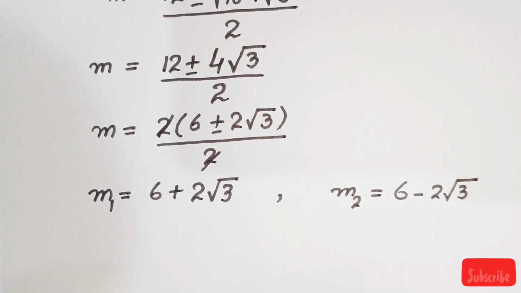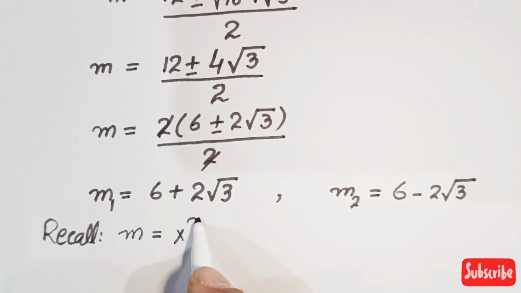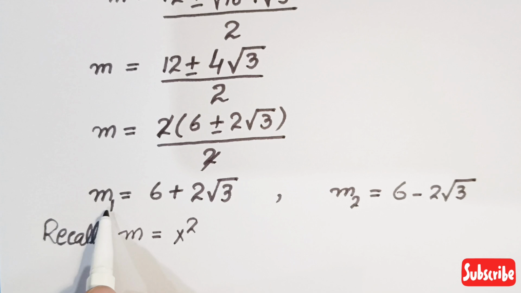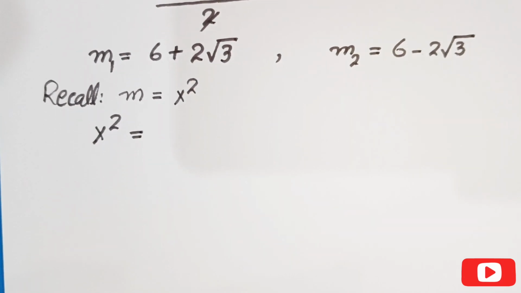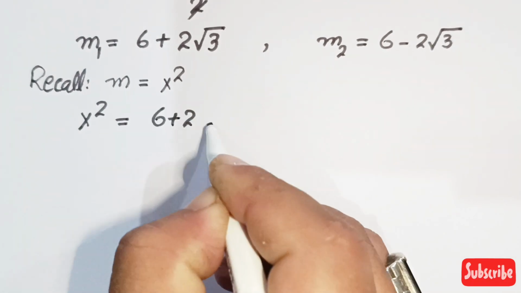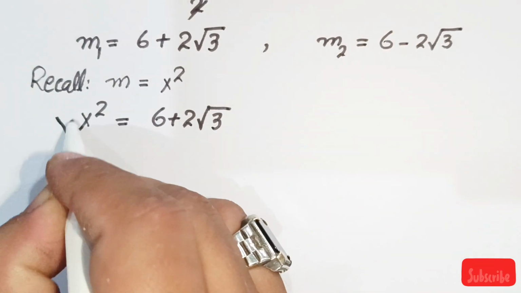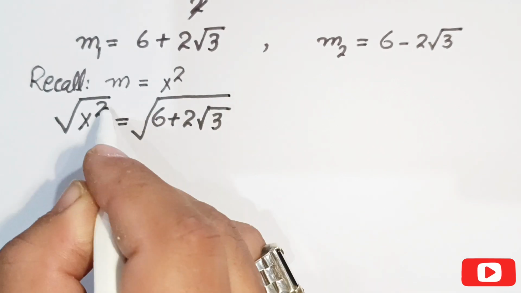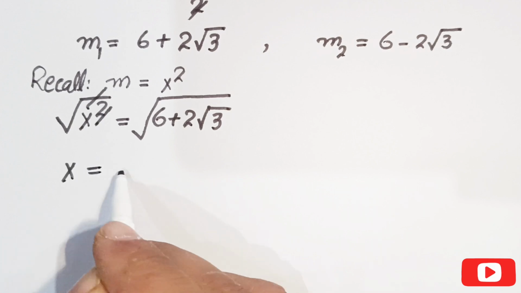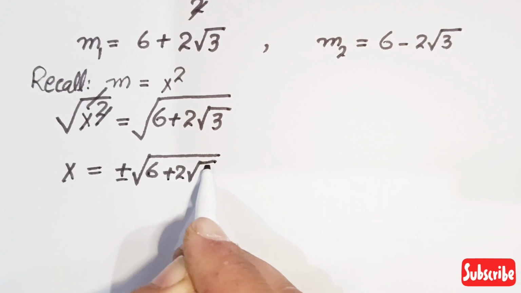Now recalling that m is equal to x squared, here we have x squared is equal to 6 plus 2 times the square root of 3. Now if we take the square root on both hand sides, cancelling square with square root, we have x is equal to plus minus the square root of 6 plus 2 times the square root of 3.